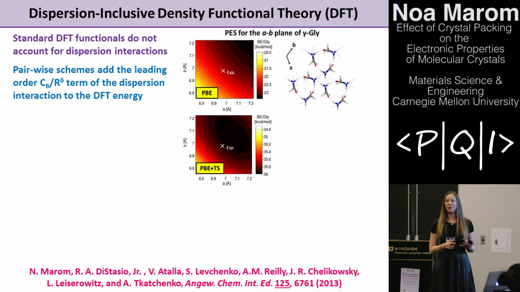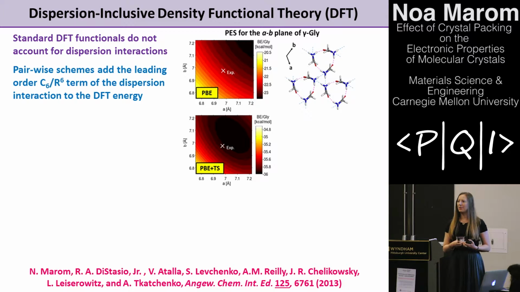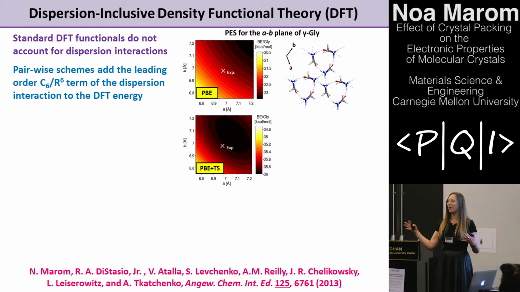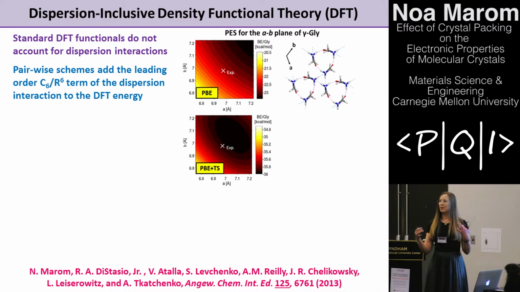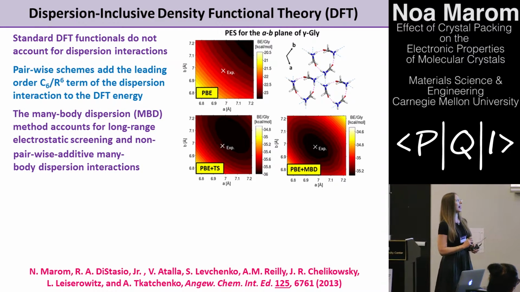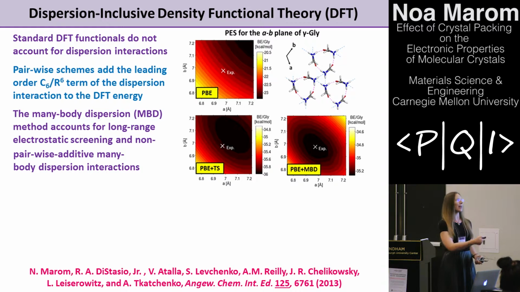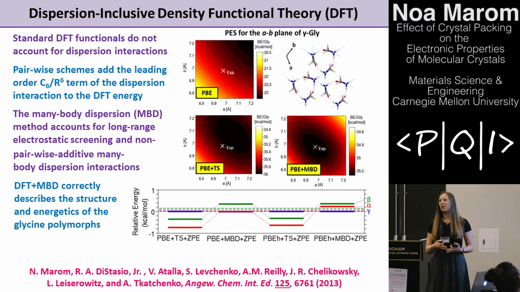So actually, two effects are missing here. One is the long-range screening that every atom experiences, even from atoms that are very, very far away. And the second effect is higher order interactions between 3 atoms, 4 atoms, 5 atoms, and so on. So once we take that into account in a method called many-body dispersion, or MBD, that gets us to the right place. And with DFT plus MBD, we can also describe correctly these tiny, tiny energy differences between the 3 polymorphs.